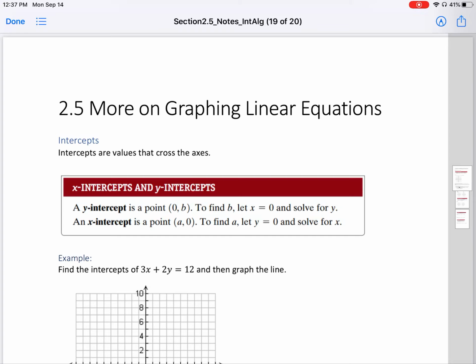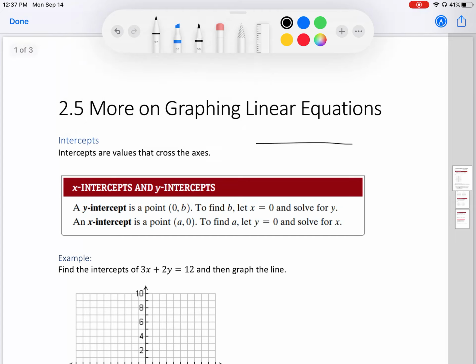Section 2.5, more on graphing linear functions. Intercepts. Intercepts are values across the axis. Just a quick reminder, a rectangular coordinate system is made up of two lines. We have what's called your x-axis, and we also have what's called your y-axis.